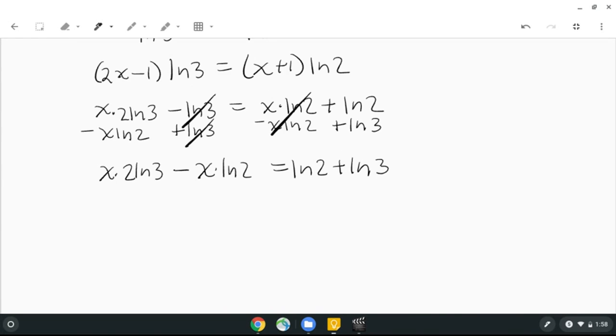At this point, since both of these terms have x in common, I'm going to factor that out because these are not like terms, so I can't combine them. So I can factor out the x, and this is probably as complicated as the exponential equations get. So x times (2 ln 3 minus ln 2).